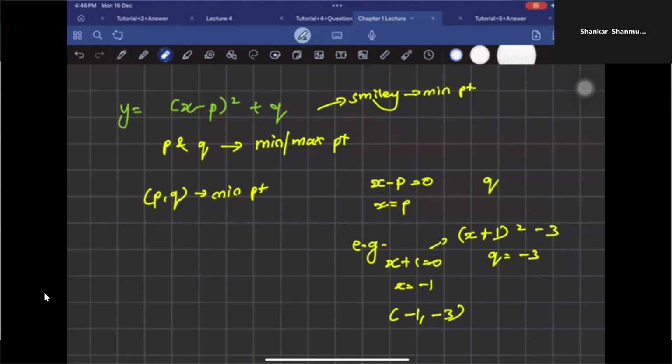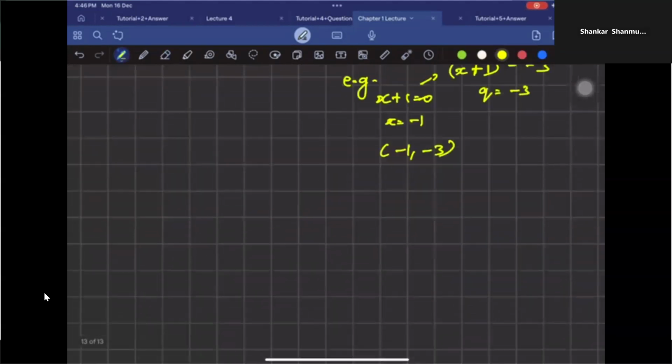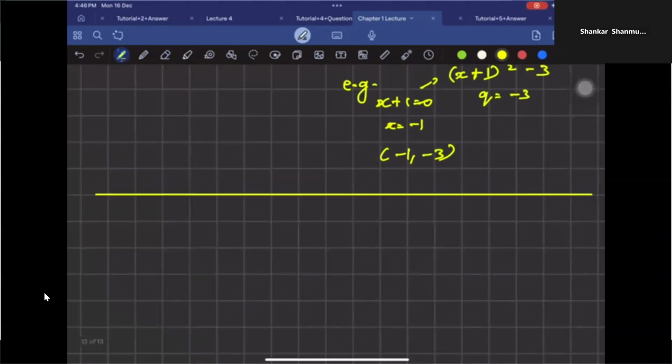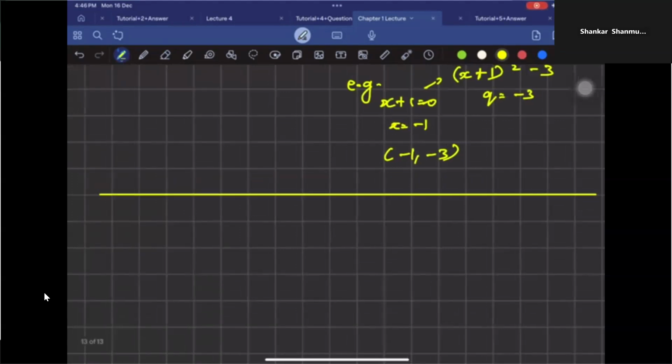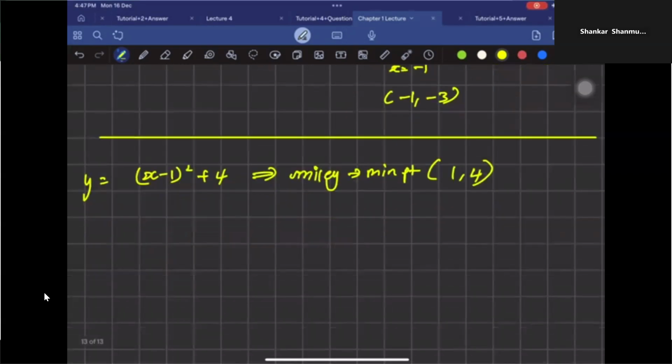Okay, so let's say we have another graph that you're told to sketch and the equation goes like, okay, let me draw a line first. Okay, the equation goes like this: x minus 1 square plus 4. Okay, so immediately you know it's a smiley face, minimum point with the coordinates 1 comma 4. Okay, so you should be able to identify all this. Then your next step is to find your x and y intercept.